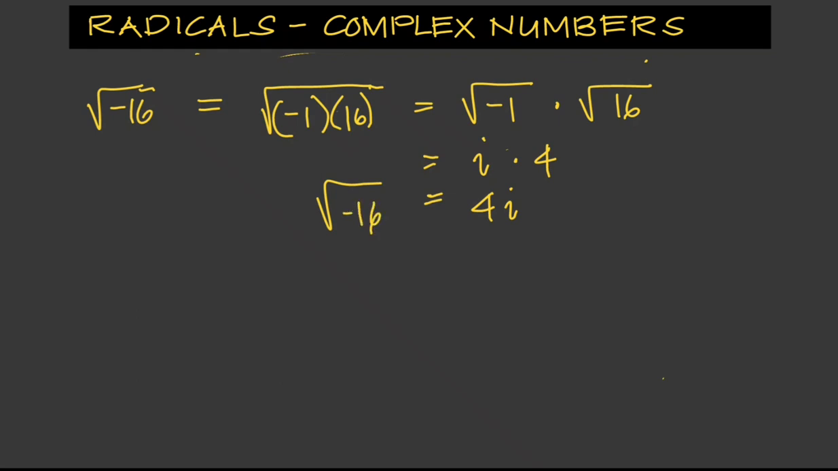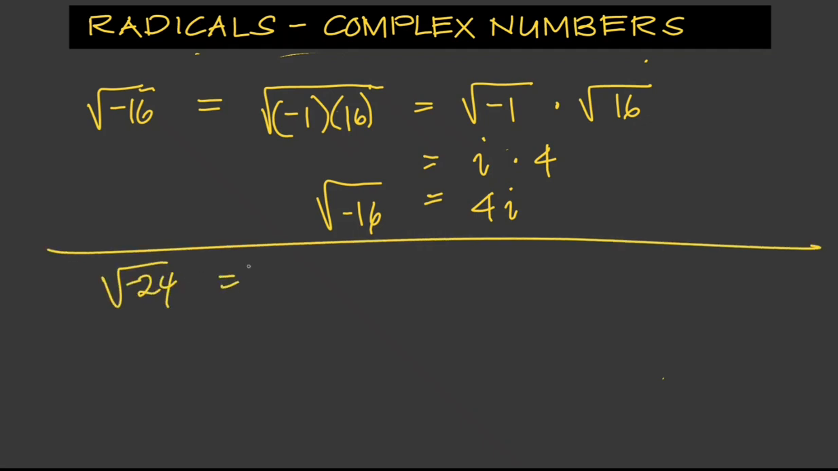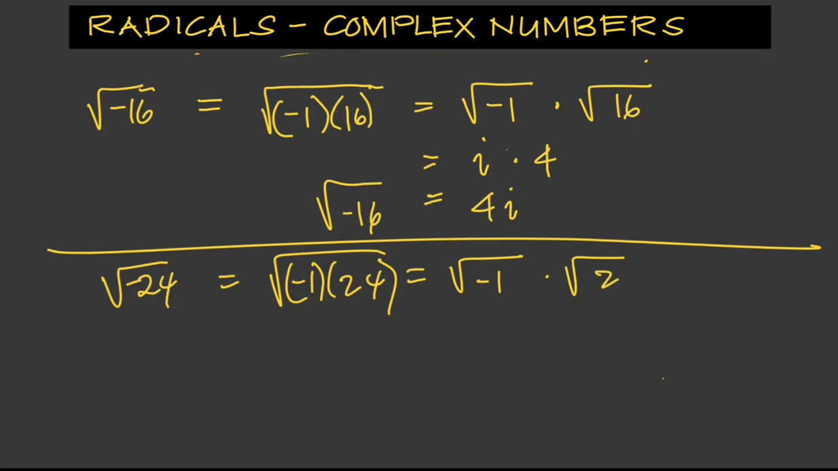Okay, let's try another example. If we're given the square root of negative 24, we can write this as negative 1 times 24, or simply we can separate the radicals to the square root of negative 1 times the square root of 24. The square root of negative 1 is just equal to i, and for the square root of 24, we can write 24 as 4 times 6, and the square root of 4 is just 2, so we can write this as 2i square root of 6. So that is our solution.